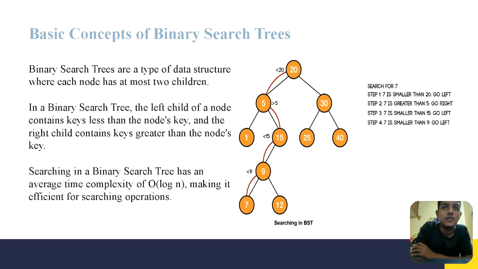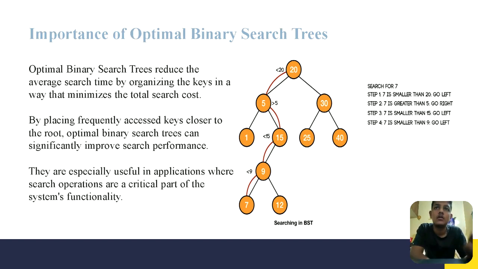Searching in a binary search tree has an average time complexity of O(log n), making it efficient for searching operations. And what is the importance of optimal binary search trees?